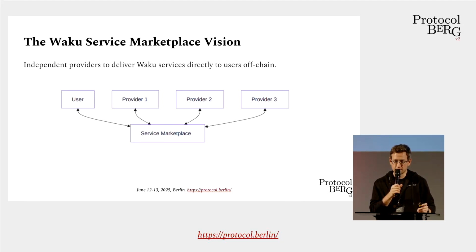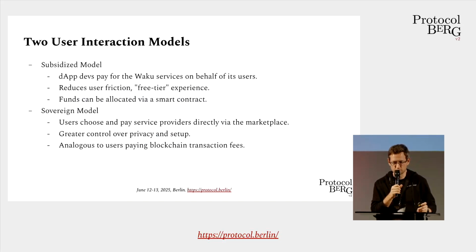In the vision that we have for the marketplace, there's going to be independent service providers that are going to provide services to the user through the marketplace. So instead of asking one particular service node for some services, the user would connect to a service marketplace and then select in some way an appropriate provider, and the provider provides the service to the user.